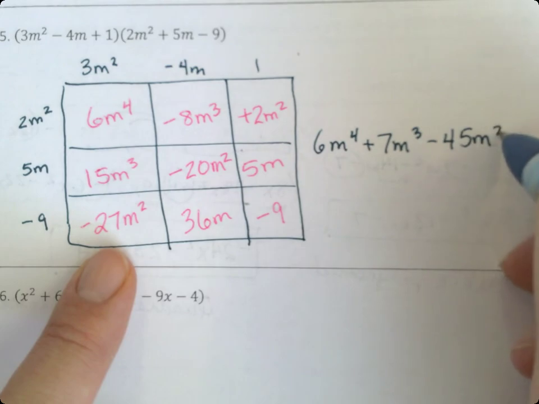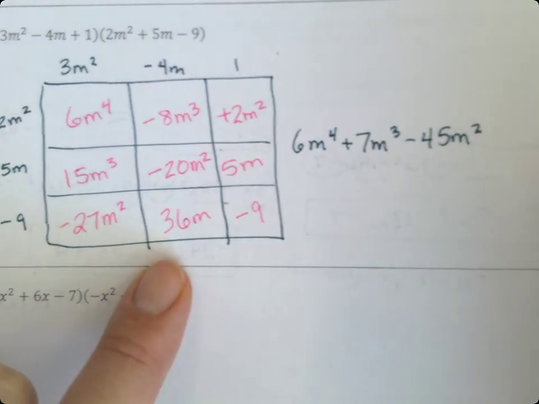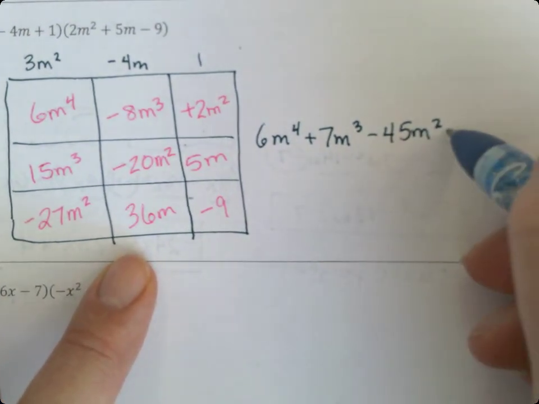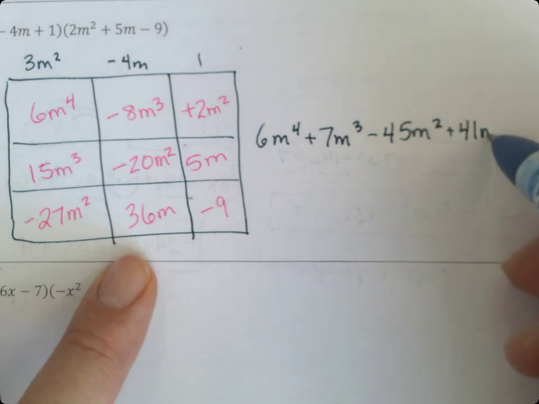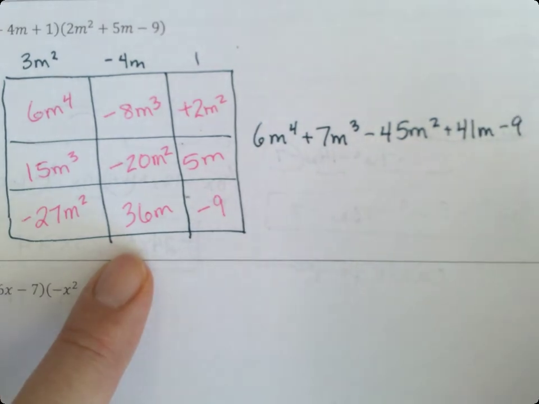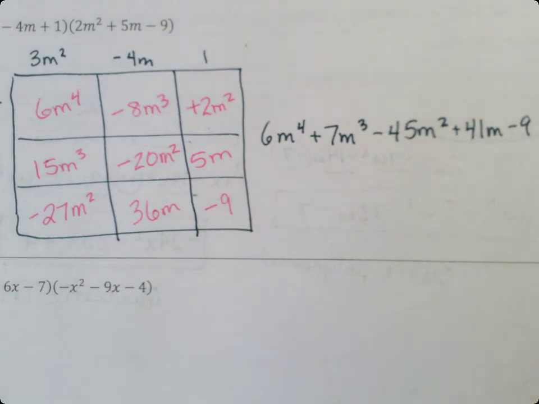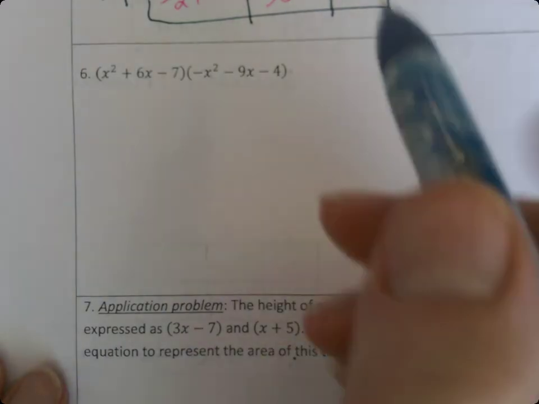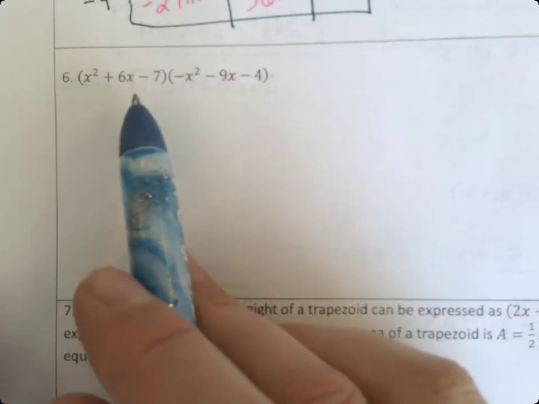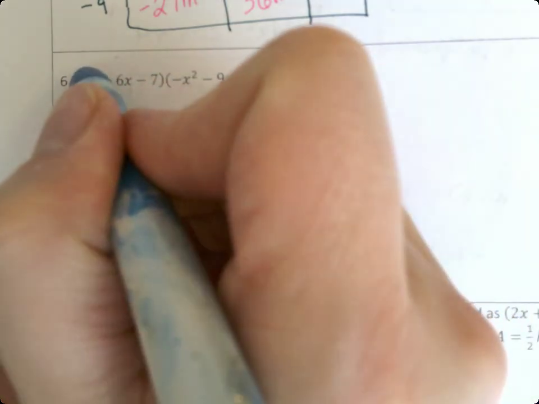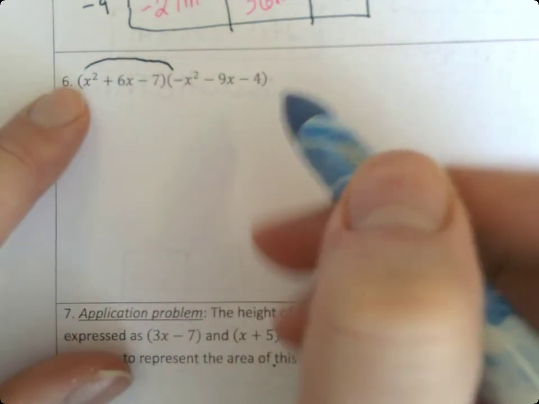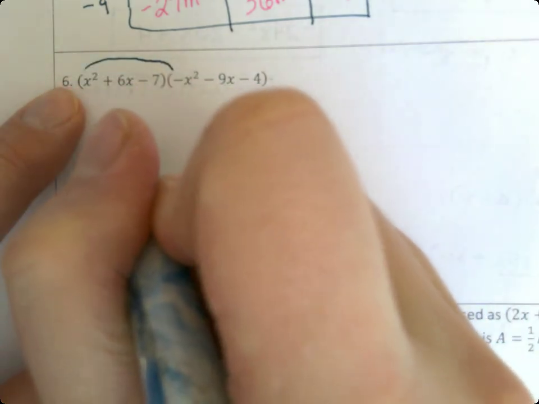M to the second, positive 41M, and then my constant of minus 9. So you could use the box method on this. I'm going to show this if I would just distribute this. I'm focusing on the x squared, so I'm going to write it out.